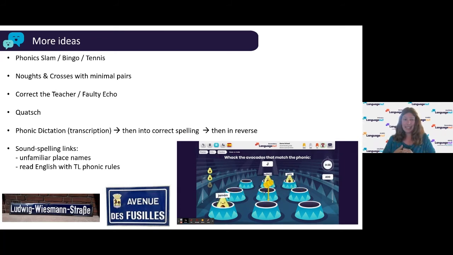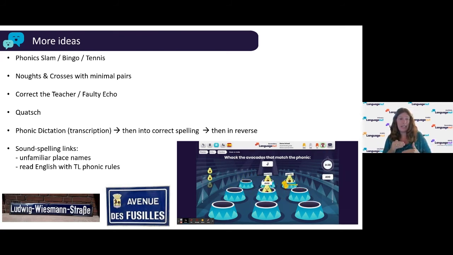You can do phonic dictations. So you do a dictation, but instead of just writing it straight away in the normal way, they first of all transcribe it in their own phonetic notes, so whatever way they want to do it. I'm not suggesting they write it in IPA, but they write it out phonetically, essentially. Then they put it into the correct spelling. They look at it again, and then you can also do it in reverse. So you can give them the correct spelling, and they have to transcribe that phonetically. And this just means that they really break down the stages.